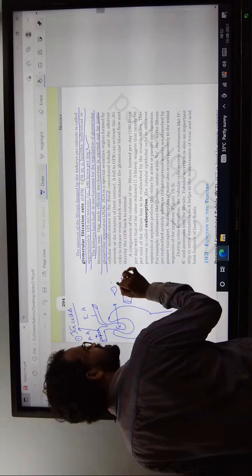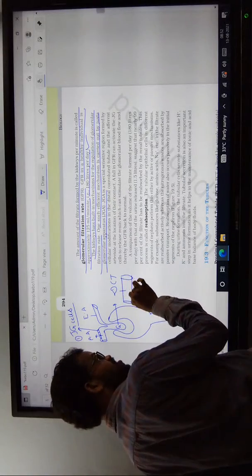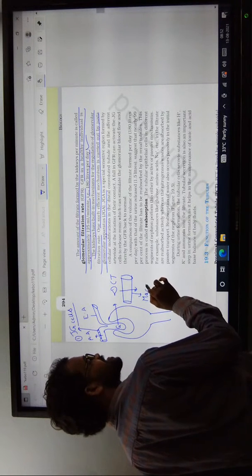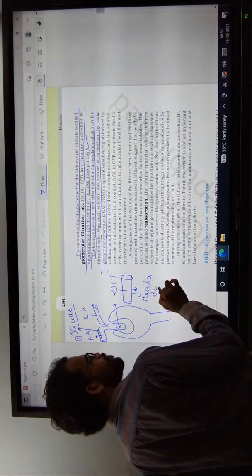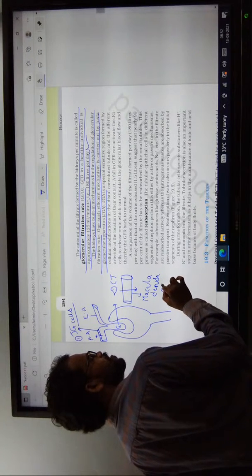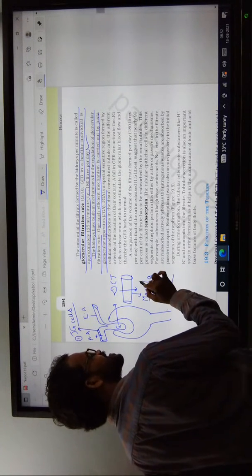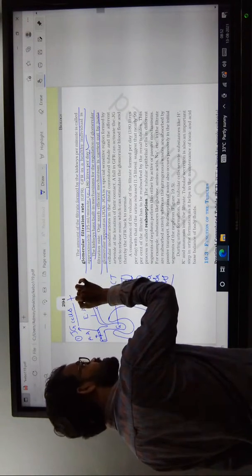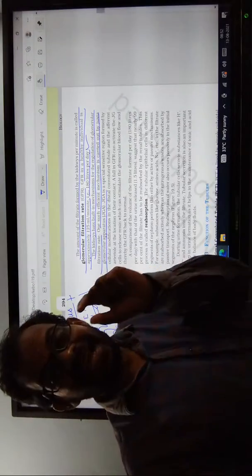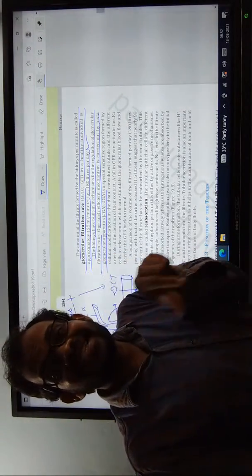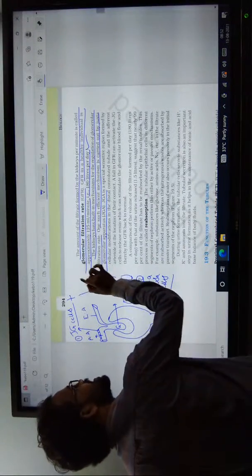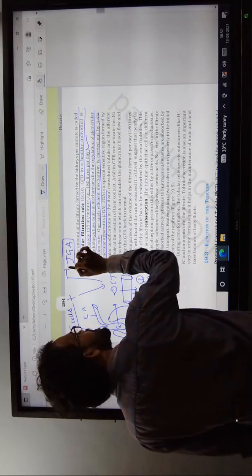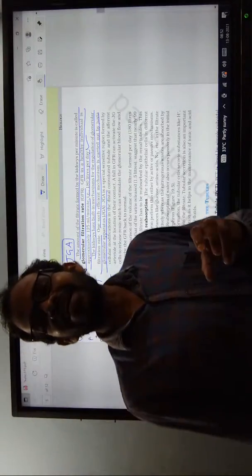In the transverse section of the DCT, the DCT consists of the macula densa cells. This is the second one. The first one, the juxtaglomerular cells, plus these macula densa cells, is known as the juxtaglomerular apparatus.